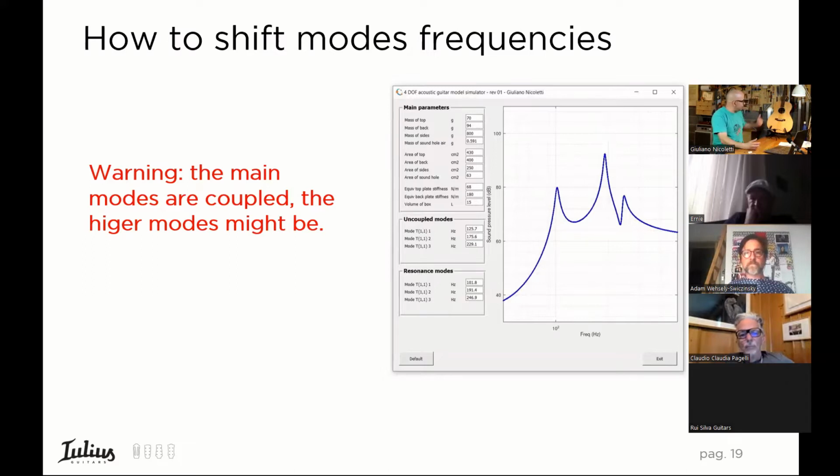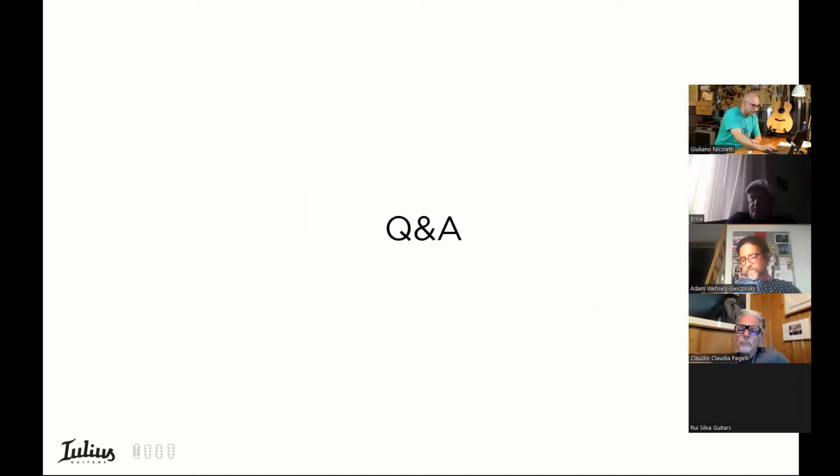If you change the resonance of the soundboard or the back, if there is one, you will also shift the first mode. So you have to take care, because the modes are coupled between them, and it's quite a complex system. But it's not even a problem. It's just something that you have to be aware of and experiment with, of course.